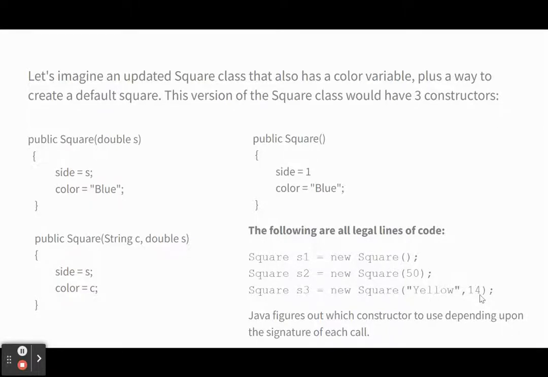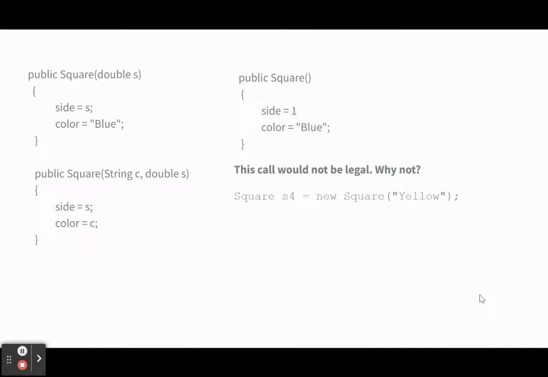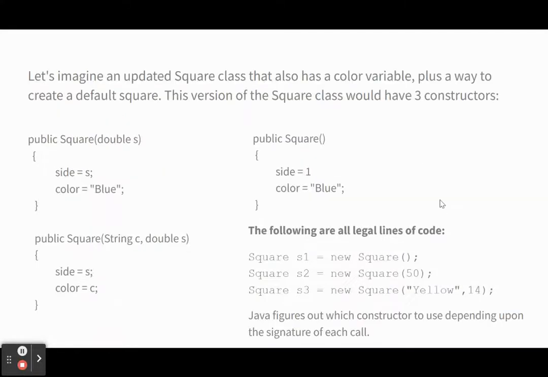And Java figures out which one to call depending on the signatures of the different calls. So this last one would not be legal. Do you know why? Quincy: Because there isn't one of those things for just the color. Yeah, let's look. The signature we're trying to use is one that just sends over a string. So let's look. There isn't one that just takes a string. There's one that takes a string and a double, there's one that takes nothing, and there's one that takes just a double.